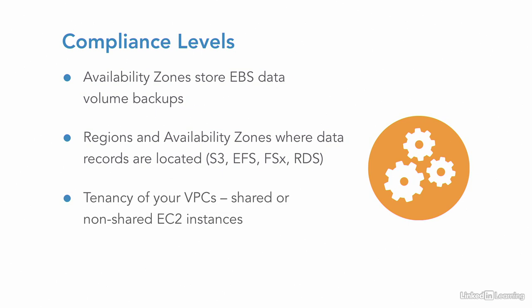You also might have issues with sharing in the cloud, but it's pretty hard to run in the cloud without having some sharing. But perhaps your compliance levels say, I can't share my compute. So what I can do within my network locations at AWS, that's the VPC, the virtual private cloud, I can change or control the tenancy of the compute resources that are stored on my networks. I can say either shared or non-shared EC2 instances. It just depends on your compliance level, what you're trying to achieve.